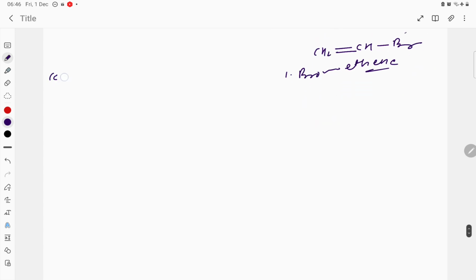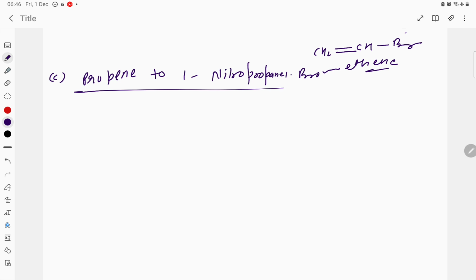Now let us check out the third one, student: propene to 1-nitropropane. Next one, third one, propene, PROPENE, propene to 1-nitropropane. So we have to add a nitro group to this, student. Dear student, we are taking the propene, CH3CH=CH2, propene.